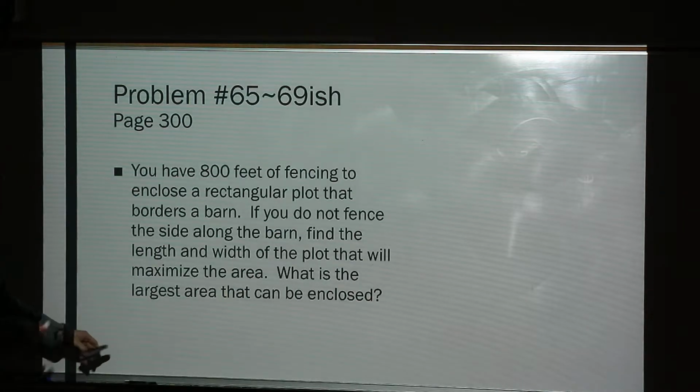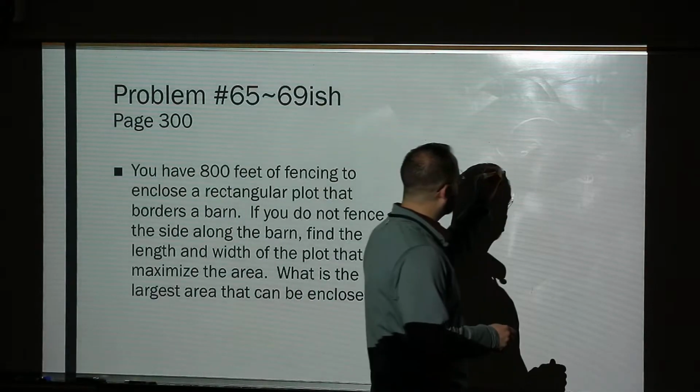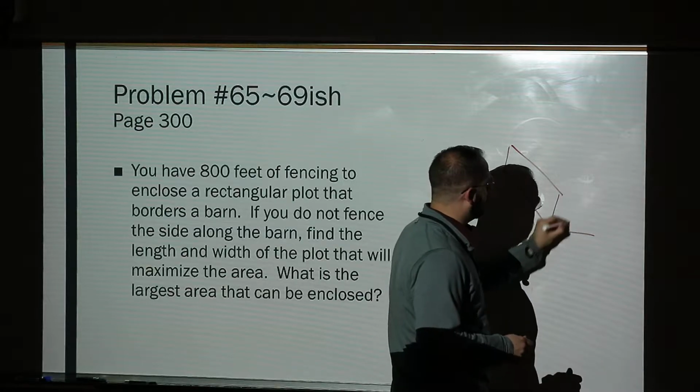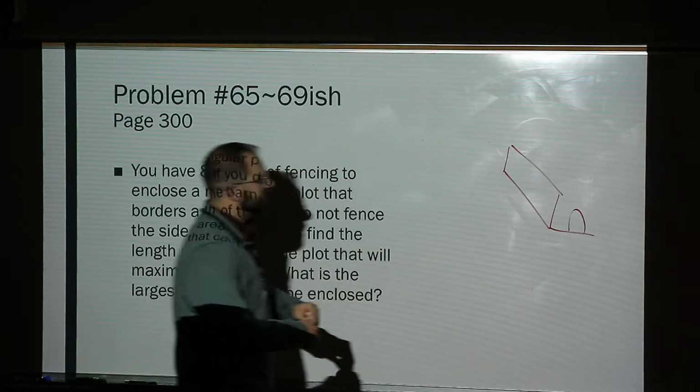A farmer has 800 feet of fencing. So 800 feet, they want to make a rectangular plot that borders a barn. So I'm gonna draw a mock barn here. So here's my barn, okay? The side of the barn goes this way, right? There's the barn. That's the side of it.